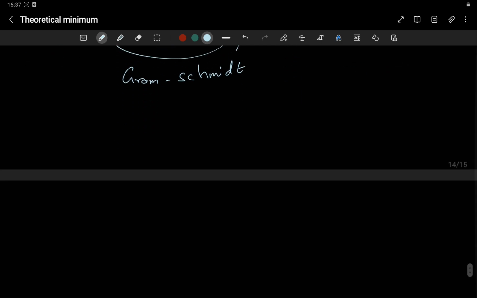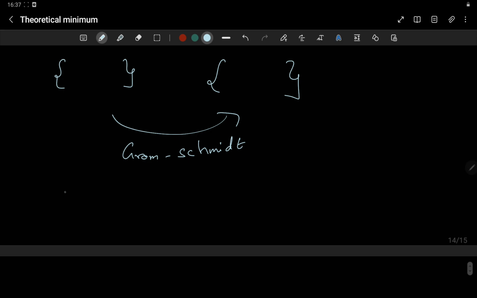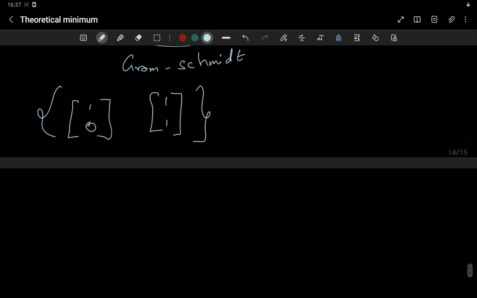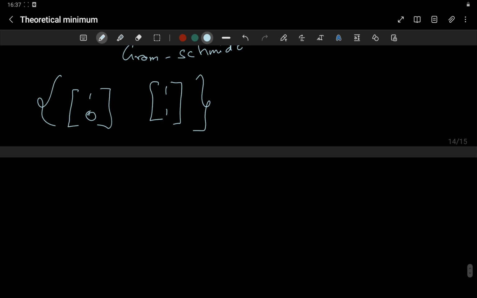Say for example, once again we will go to R2 space. Let's say (1, 0) and (1, 1). They are the bases for R2. But are they orthonormal? Not even orthogonal, right? So now how to orthogonalize? Let's say this is u1 and u2. The new set which we are going to create is v1 and v2.